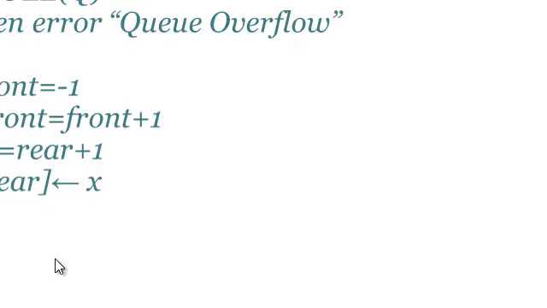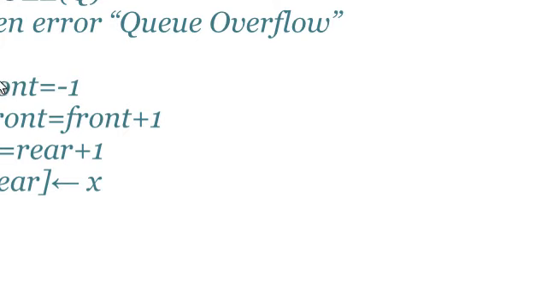So now let's see the pseudocode of the NQ method. NQ takes 2 arguments, Q and X. We have to check whether the queue is full or not. If it is full, insertion cannot be done. Whether it is full is checked with the isFull method. If it is full, we can print an error message: queue overflow.